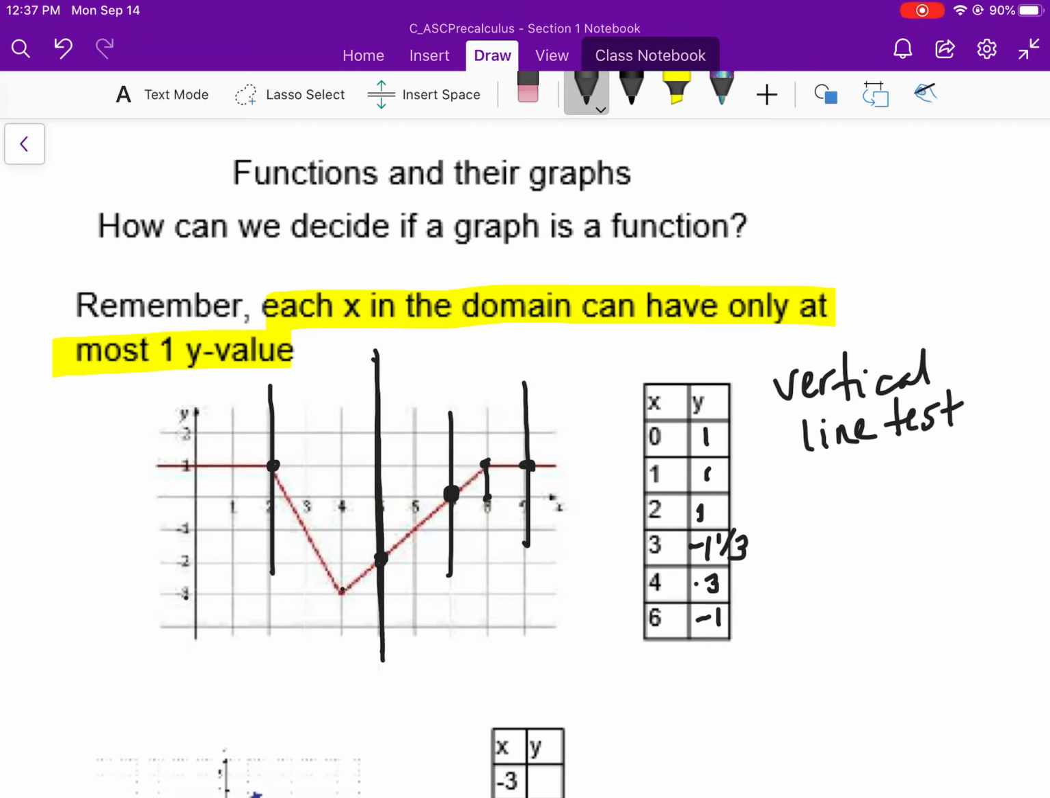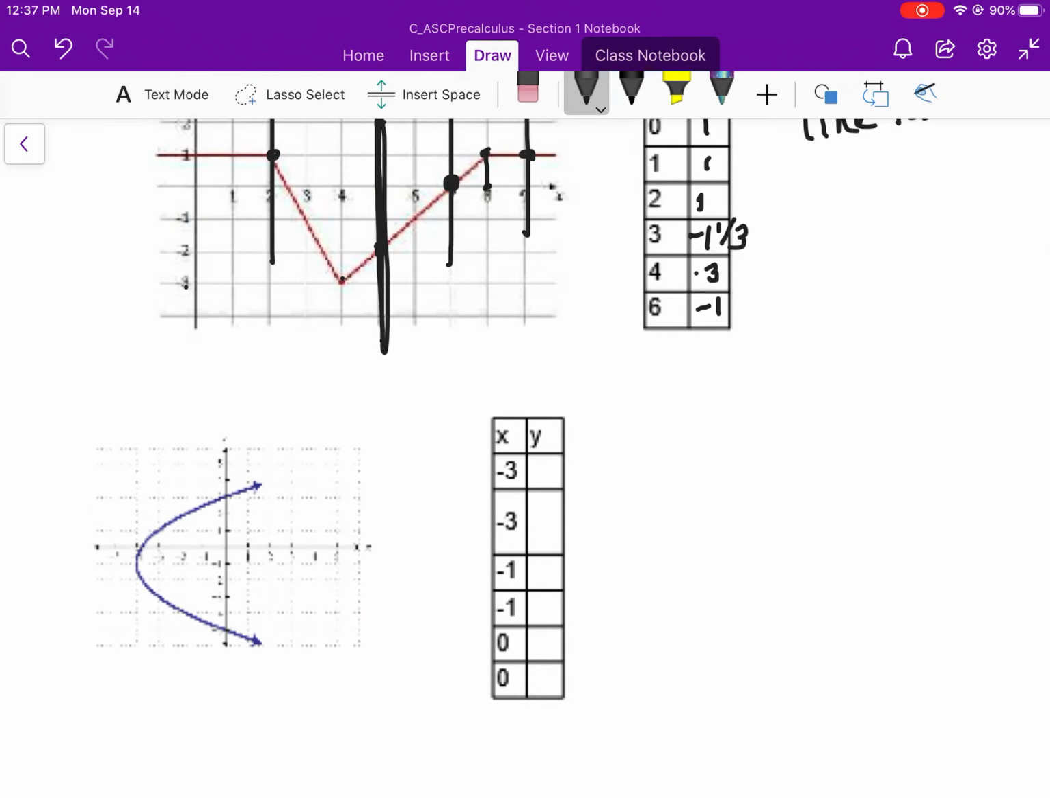Notice if I had another one, like this next one, down here, when I draw a vertical line, the number negative 2 has 2 spots, right? Negative 3, I can't even tell, I guess it's here. It's got 2 spots. So this is not a function because you have more than one value for each x value. So that's not a function because of the vertical line test.